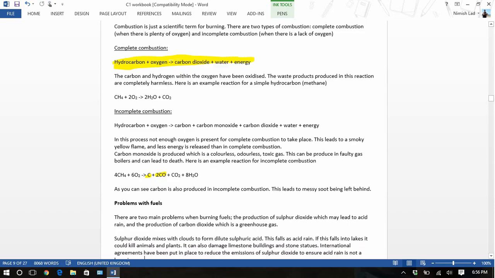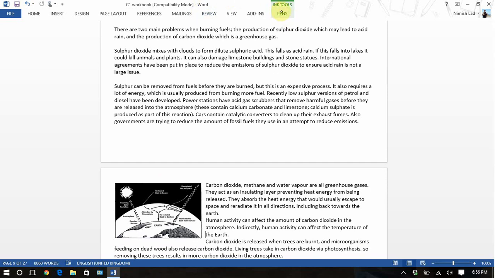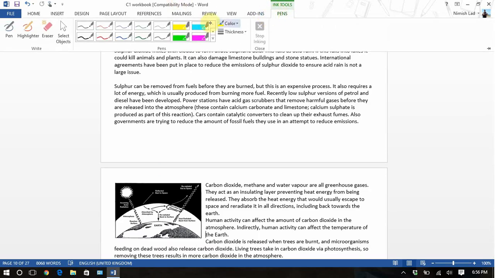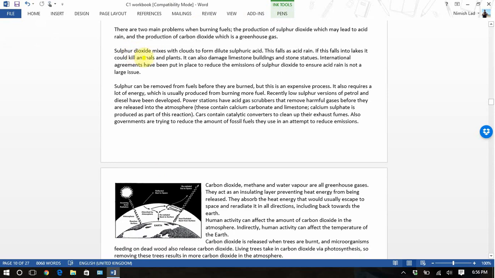Right, so there are some problems with fuels. The two main problems with burning fuels are sulfur dioxide, which leads to acid rain, and carbon dioxide, which is a greenhouse gas, which essentially therefore leads to global warming. Sulfur dioxide mixes with clouds to form dilute sulfuric acid. That falls as rain, acid rain, and that can go into lakes and kill plants and animals. It can also damage limestone buildings, as an acidic chemical reaction takes place there.